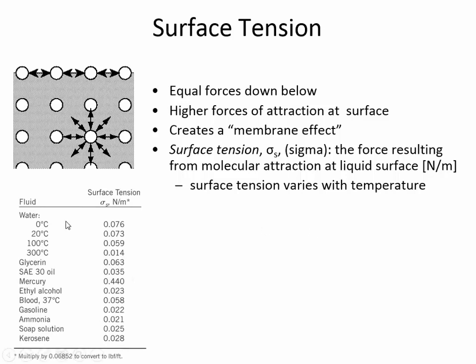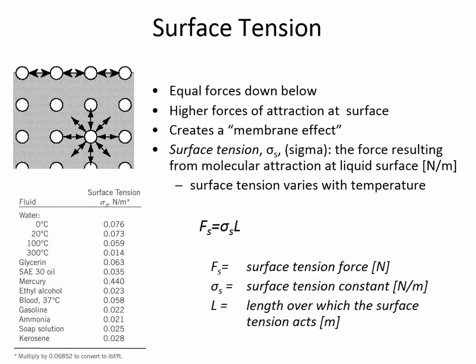Some of these have really low surface tensions. You can see that the surface tension of alcohol, for instance, is very low. And so we'll get a sense for that when we go to the lab and are taking a look at some of the fluid properties related to surface tension.